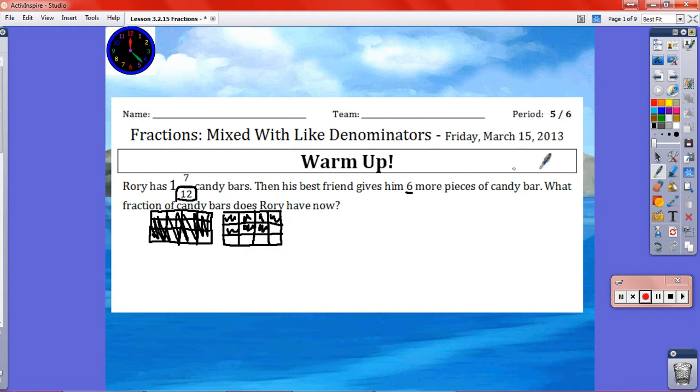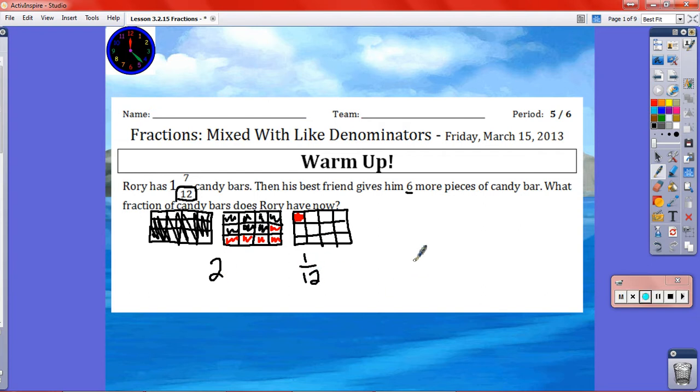So I'm adding 1, 2, 3, 4, 5. Oh, I need to add one more. I need one more piece. And since it's still part of a candy bar, it's still a 12th. I need to fill in the rest of my candy bar. Like so. So I have 2 whole candy bars and 1 12th.